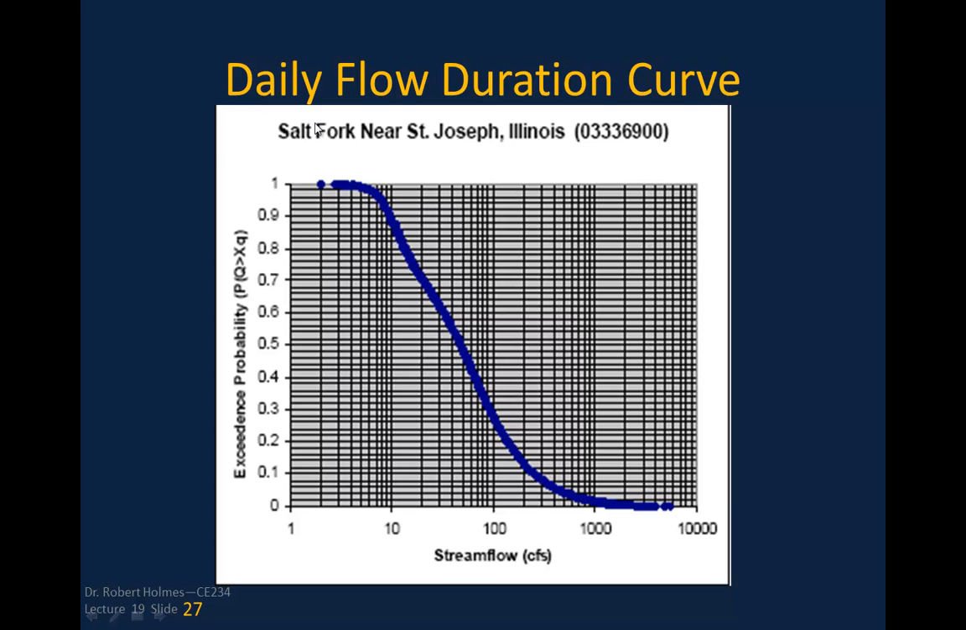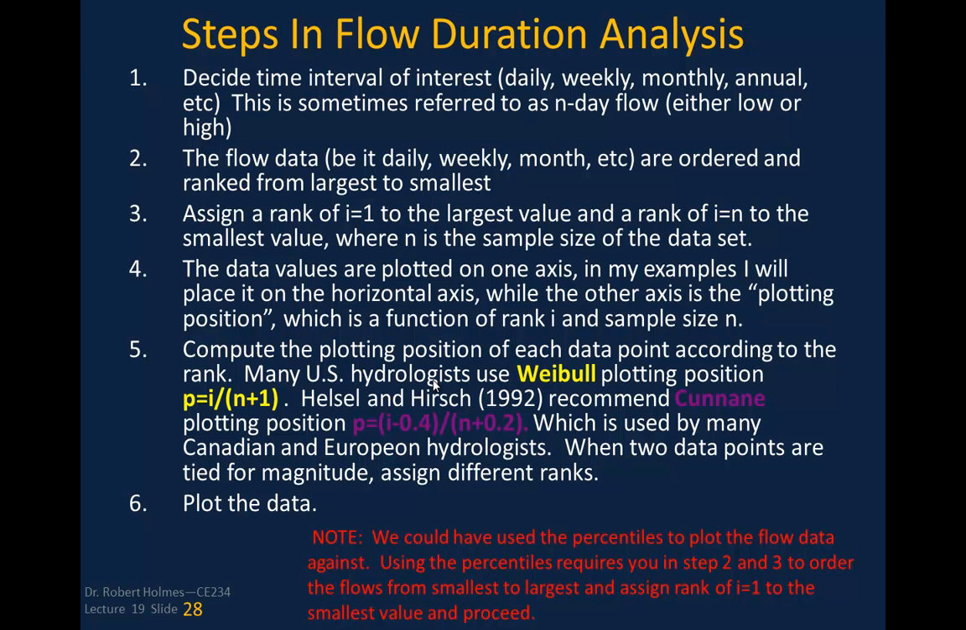So you can look in a snapshot here, and you can see what the flows are that we'd expect. 50% of the time, we would expect that the flow rate would be equal to or less than about, let's see, that's 20, 30, 40, about 48 or so cubic feet per second. So with a flow duration curve, you can understand in a snapshot what the hydrology is at that particular location, in this case Salt Fork River near St. Joseph, Illinois.